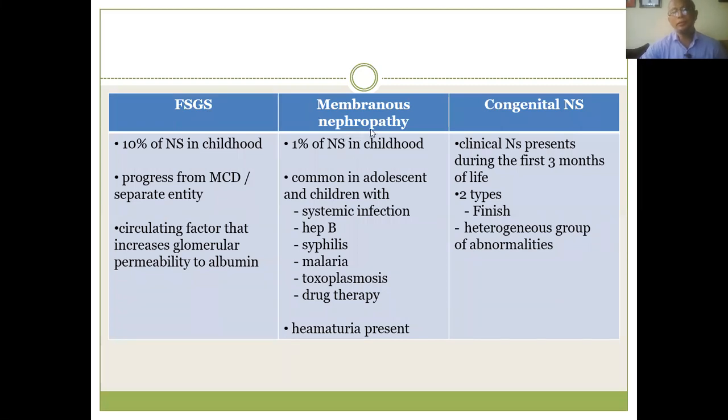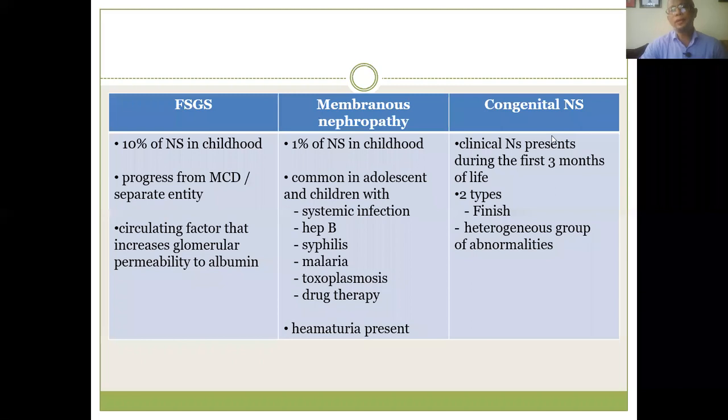In case of membranous nephropathy, only 1% of causes in children is membranous nephropathy, but most of the adult causes are due to membranous nephropathy. It is common in adolescents and children with systemic infection, hepatitis B virus infection, syphilis, malaria, toxoplasma, and drug therapy. Here you can get hematuria, but in case of minimal change disease, usually there is no hematuria.